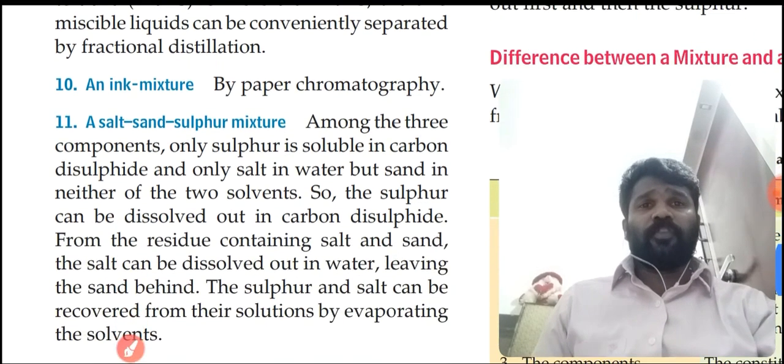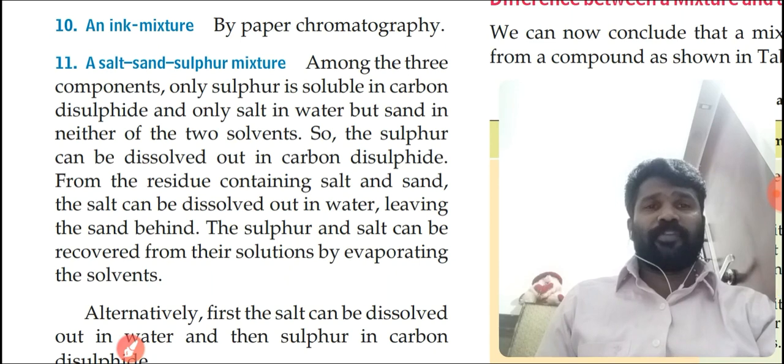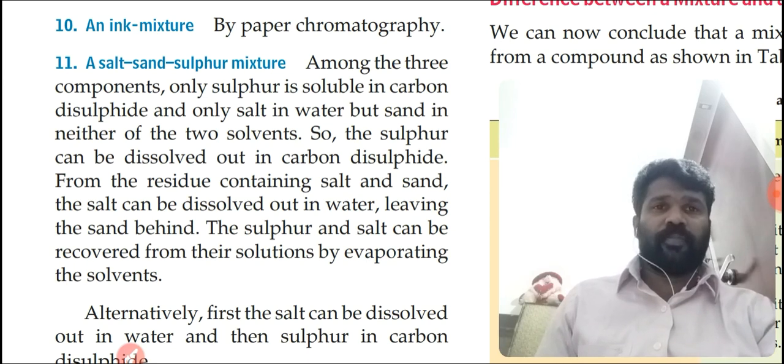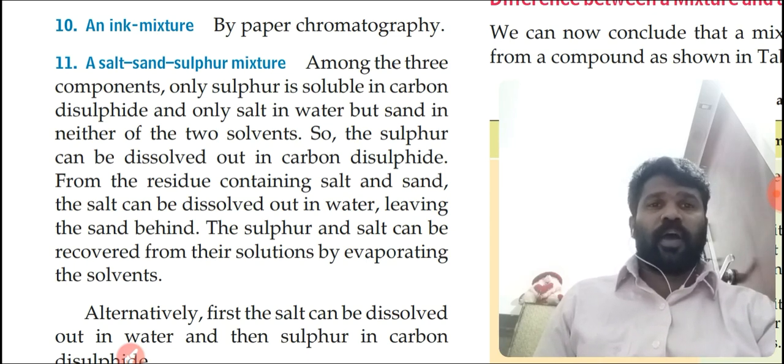Next one, a salt, sand and sulfur mixture. Among the three components, only sulfur is soluble in carbon disulfide and only salt in water, but sand in neither of the two solvents. Sand is not soluble in anything. So the sulfur can be dissolved out in carbon disulfide. From the residue containing salt and sand, the salt can be dissolved out in water, leaving the sand behind. The sulfur and salt can be recovered from their solutions by evaporating the solvents.